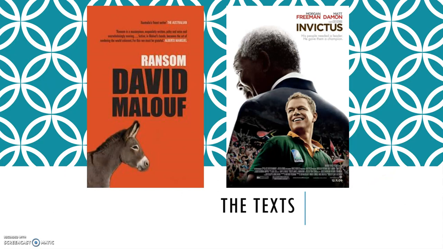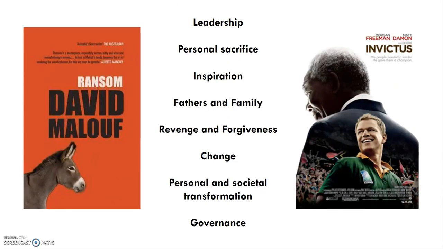Alright, so here are the texts, Ransom and Invictus, and here are some themes that are pretty well explored in both of these texts. Now, they're all also interconnected, right? Because leaders need to inspire. Leaders will often sacrifice personally. In both Invictus and Ransom, revenge and forgiveness are very, very strong themes. And whatever happens there results in kind of personal and societal transformation as well. So you shouldn't look at these in isolation. You should think about how these are connected.